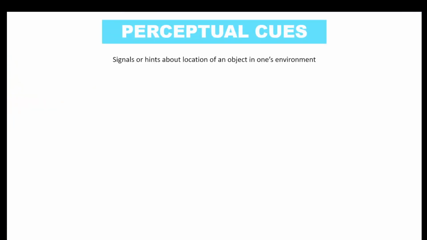Well, perceptual cues are the signals or hints about the location of an object in one's environment. So, how a thing is in my environment, what is its position, what is its location. I use these cues or signals to identify how far away it is from me. So why do we do that?